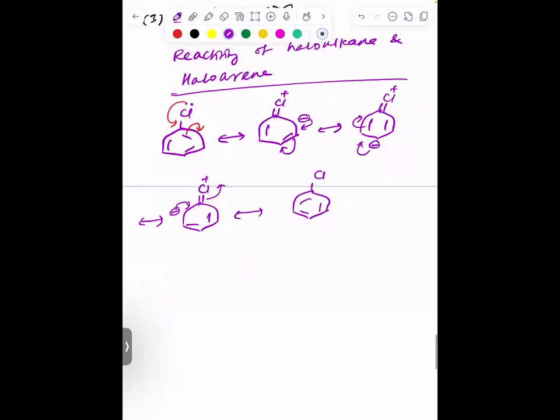Okay. So in chlorobenzene, the carbon-halogen bond has partial double bond character due to resonance. Students, quickly note down: in haloarene, the carbon-halogen bond has partial double bond character due to resonance.